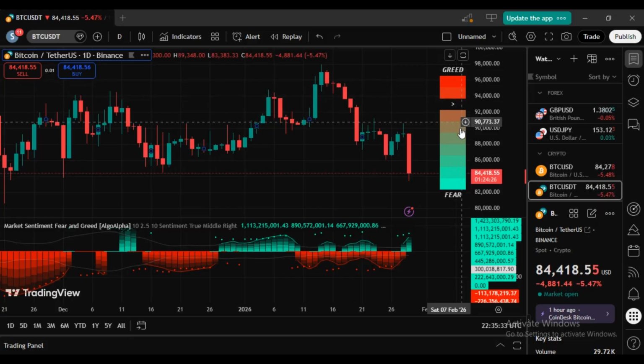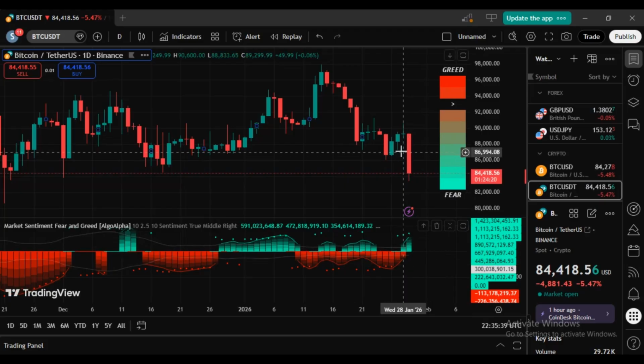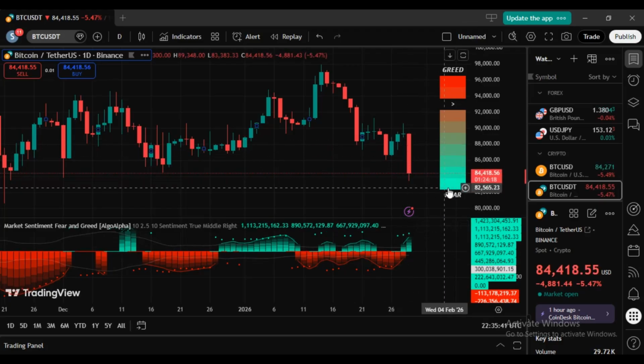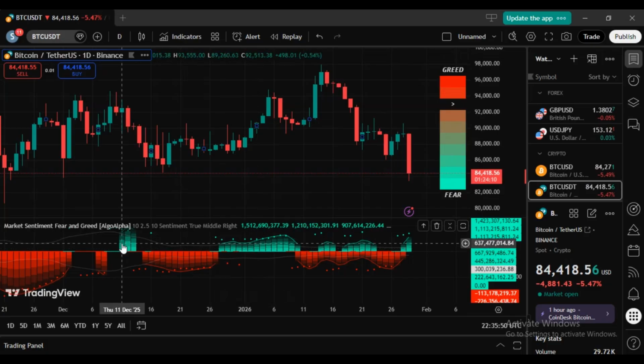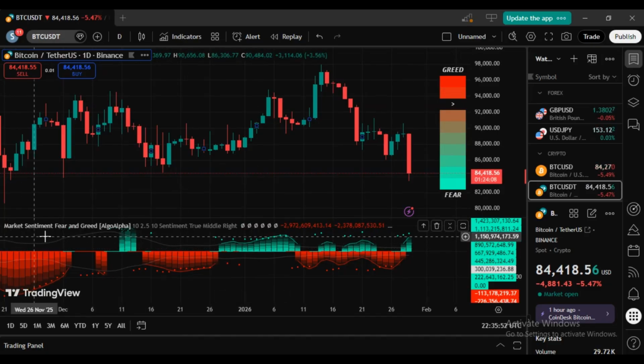Extreme fear often appears near market bottoms, when most traders are already out. Extreme greed often appears near market tops, when risk is ignored. This does not mean price will reverse immediately. It means risk is increasing in that direction. Sentiment indicators are not entry tools. They are risk awareness tools.